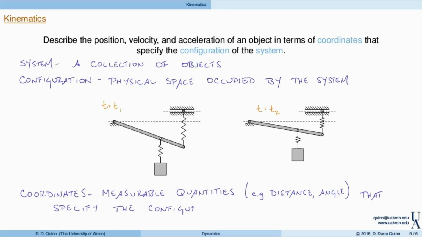They're not just measurable quantities. There are lots of things we can measure, but they are measurable quantities that specify the configuration of the system. So let's look at that in a little more detail. Again, we're looking to describe the position, velocity, and acceleration of an object in terms of coordinates that specify the configuration of the system. So here we have a bar with a spring at the end. I've essentially taken away that hanging mass just to make things a little simpler.